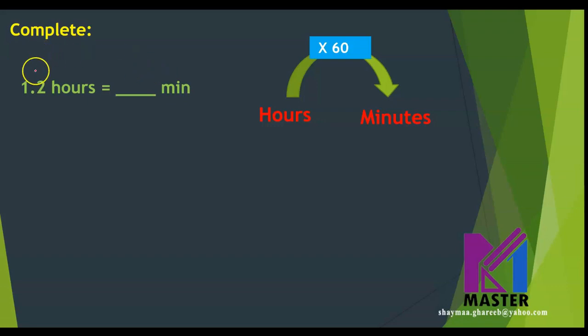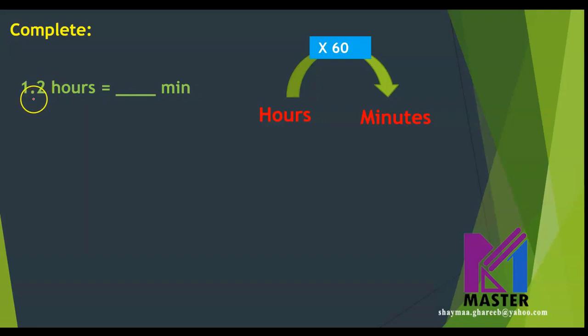Now look at this example. If I have 1.2 hours, this is a decimal number of hours, and I want to change them into minutes. What should I do? We said from hours to minutes, I can multiply by 60. So I will multiply the 1.2 by 60, which means I will multiply by 10, then I multiply by 6. But it will need calculations. And sometimes we can do wrong steps during these calculations. So let's think in a different way.